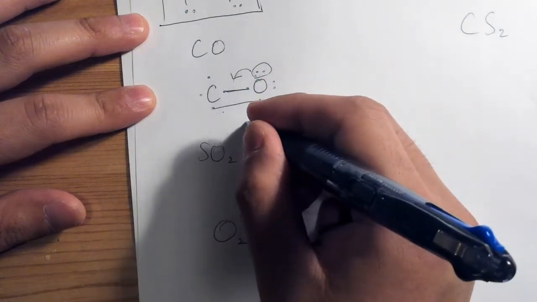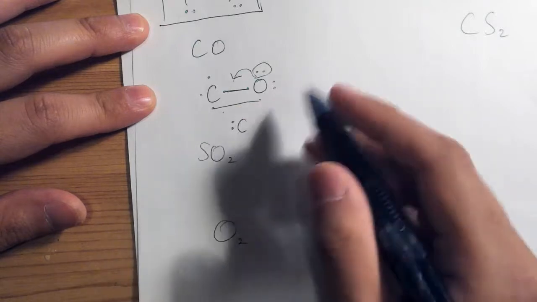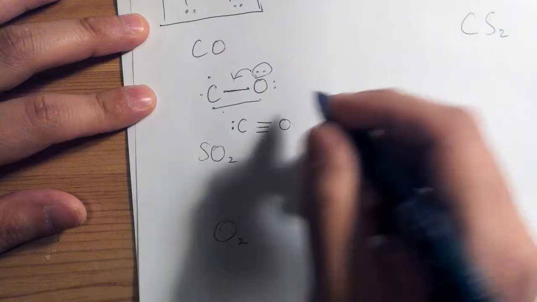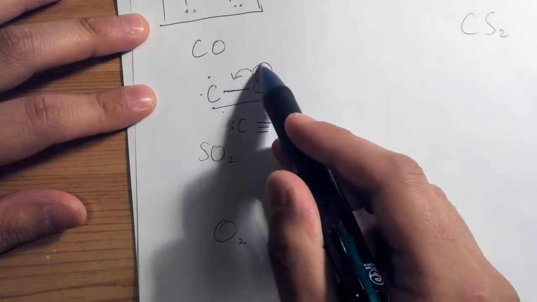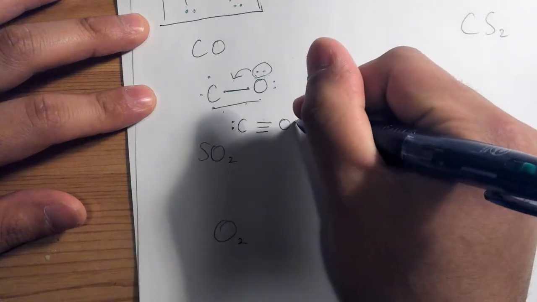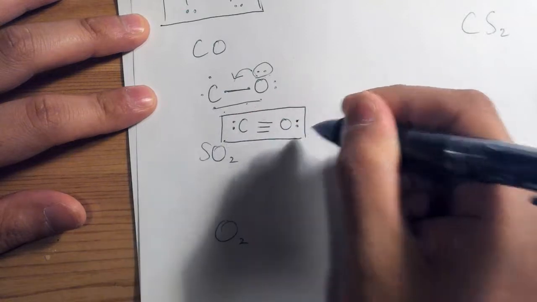If we were to redraw it, there's a paired electron here. With oxygen, there's going to be a triple bond. So there are 2 bonds here, and then another bond from the paired electron that became a bond. Then we're going to draw the leftover electrons. So this would be the right structure.